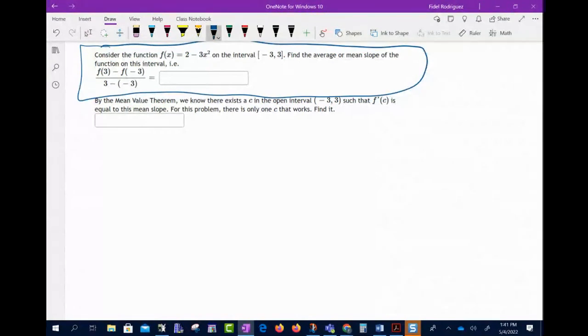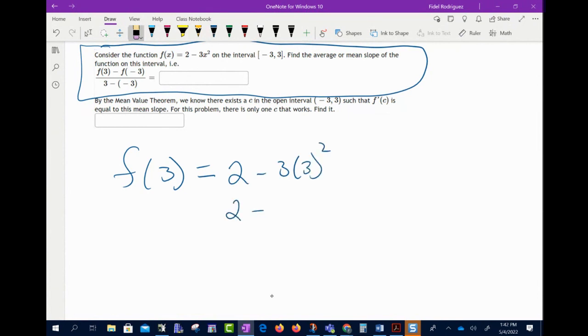So it says, look, consider the function f of x equals 2 minus 3x squared over the interval from negative 3 to 3. Find the average or the mean slope of the function. In other words, look what they're telling me to do. Tell me to find f of 3, tell me to find f of negative 3, subtract them over 3 minus negative 3. Let's do that. So f of 3, 2 minus 3 squared, let's see, 3 squared is 9 times 3 is 27, so that's a negative 25.